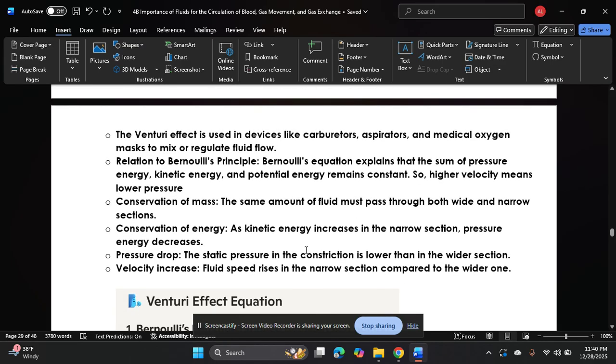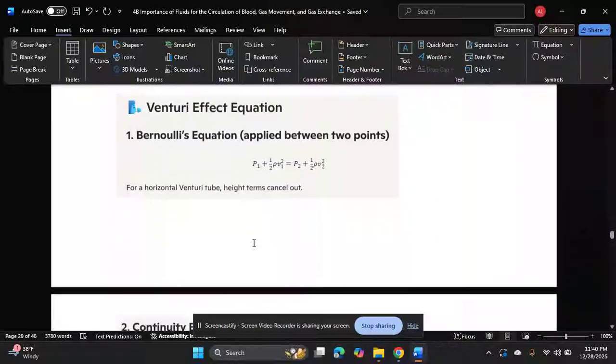All right. So pressure drop: the static pressure in the constriction is lower than in the wider section. Velocity increase: fluid speed rises in the narrow section compared to the wider one, right? Narrower area, the relation is reversed, inversely proportional, right? Fluid speed rises in the narrow section compared to the wider one.